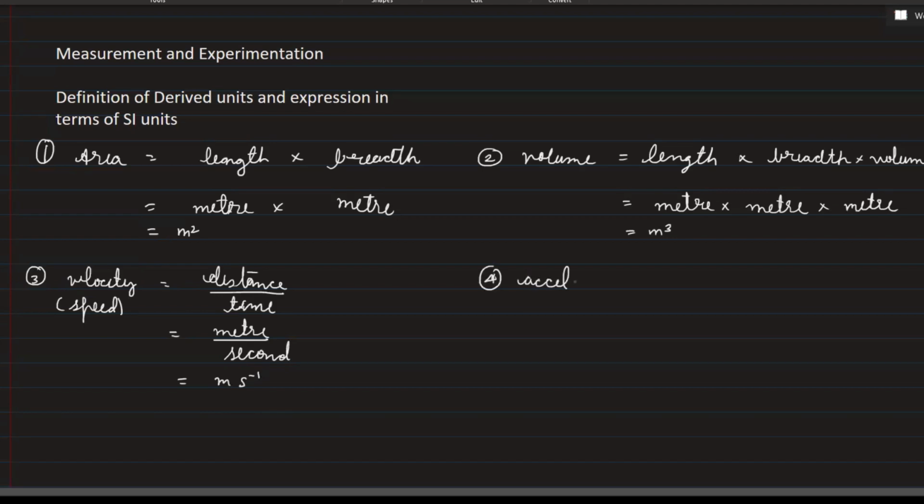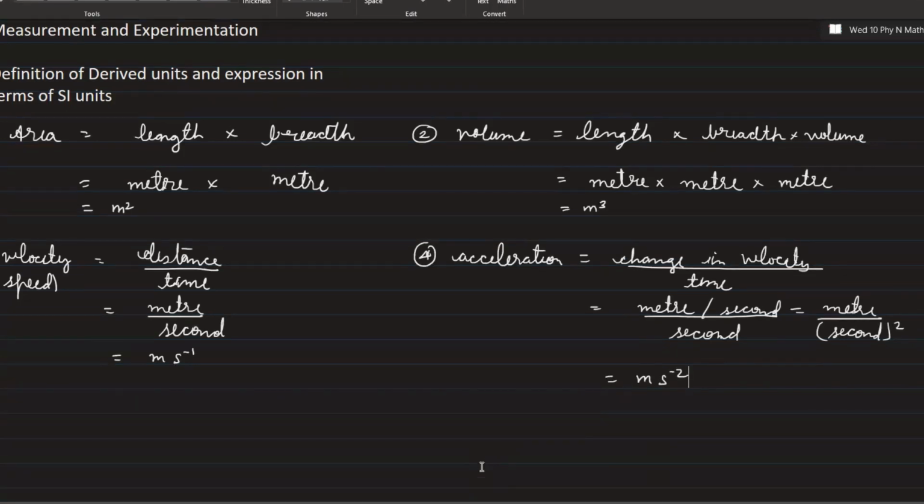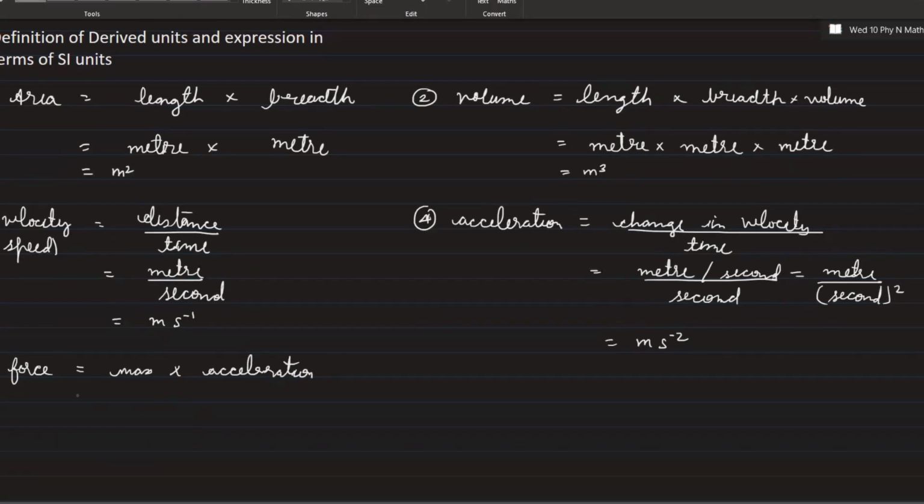Then we have acceleration. Acceleration is defined as change in velocity upon time. So change in velocity will have dimensions of velocity, that is meter per second, upon second. So that will be meter per second squared, which will be written as m s minus 2. Now from acceleration, if we move towards force, force is defined as mass times acceleration. Mass is measured in kilograms and acceleration is measured in meter upon seconds squared. So this will be kg m s minus 2, which is also named as Newton. Newton is denoted by capital N.